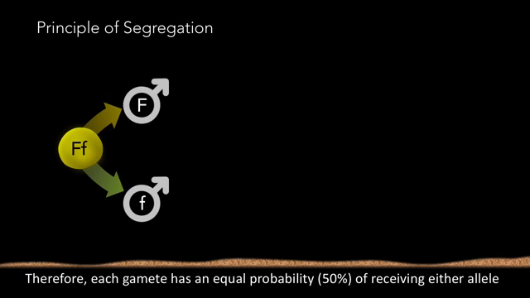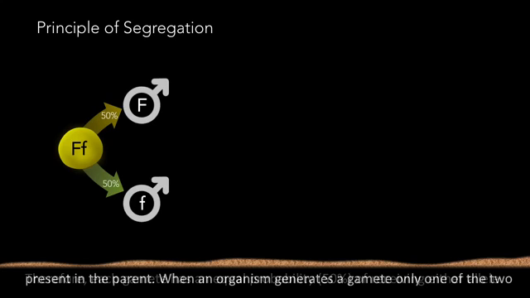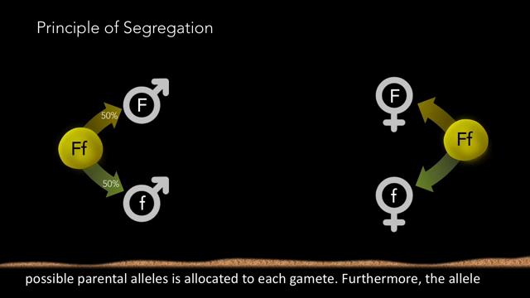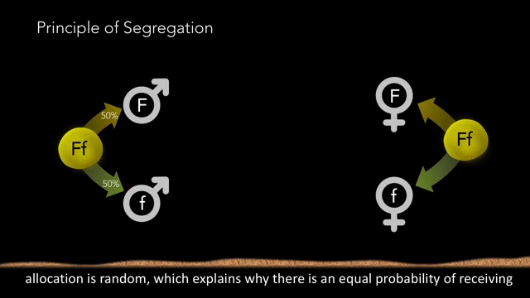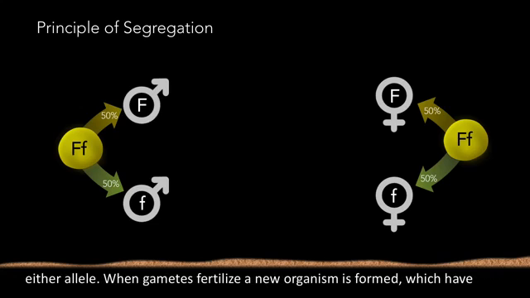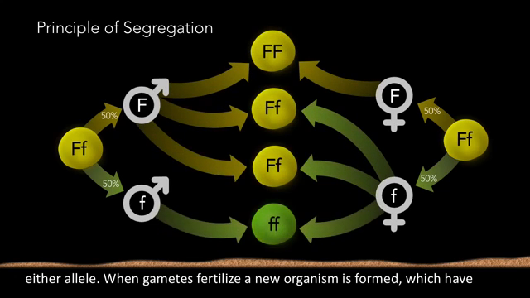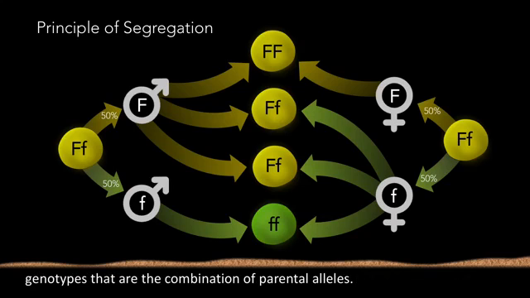Therefore, each gamete has an equal probability of receiving either allele present in the parent. When an organism generates a gamete, only one of two possible parental alleles is allocated to each gamete. Furthermore, the allele allocation is random, which explains why there's an equal probability of receiving either allele. When gametes fertilize, a new organism is formed, which has a genotype that is a combination of parental alleles.